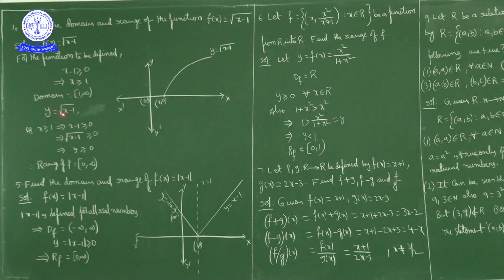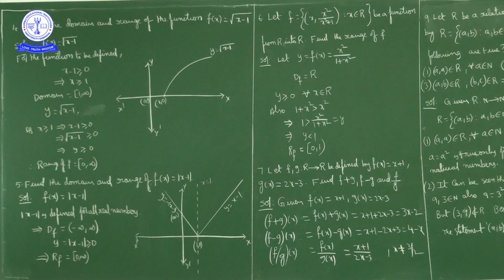Square root of 4 is nothing but 2. So y is equal to 2. So we have the point 5 comma 2. Suppose x value is 10, what is the y value? Square root of 10 minus 1, square root of 9, is nothing but 3. So we have another point, 10 comma 3. Okay, like this.